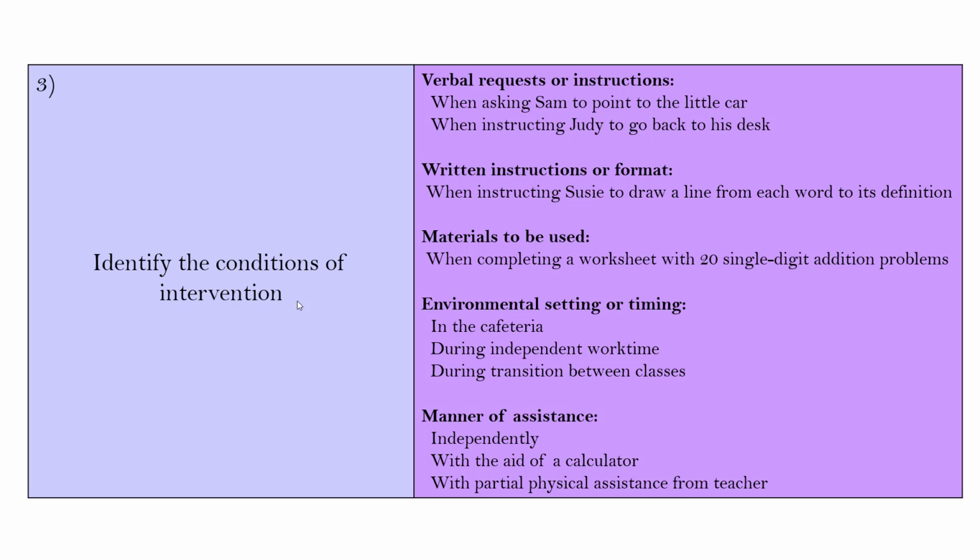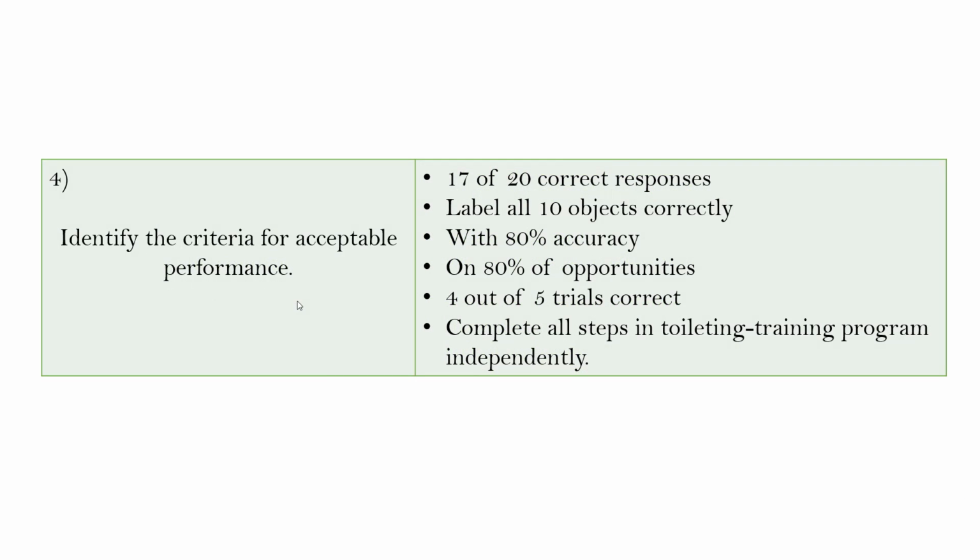What are the conditions of the intervention? When do you want the behavior to occur, essentially? And then what's the criteria for acceptable performance? How do we know that the skill is mastered? And this is what needs to be measurable. So the behavior needs to be observable and measurable, so that way we can identify a criteria.